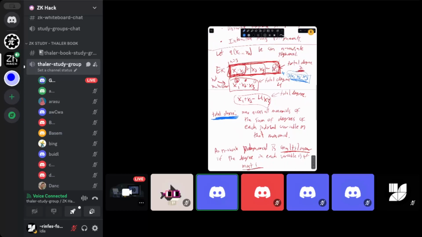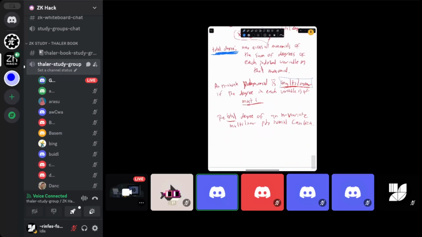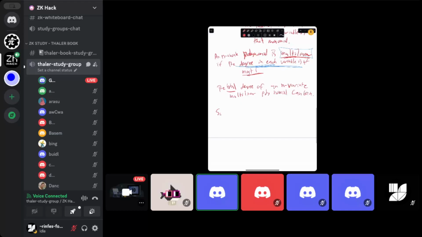But the property of a polynomial being multilinear is a property of the degree in each variable. The total degree can be up to the number of variables for a multilinear thing. Okay, so with that out of the way, I can give you the Schwartz-Zippel Lemma. It's now also attributed to DeMillo and Lipton, who I think proved something weaker than Schwartz-Zippel, but they did it earlier than Schwartz-Zippel.